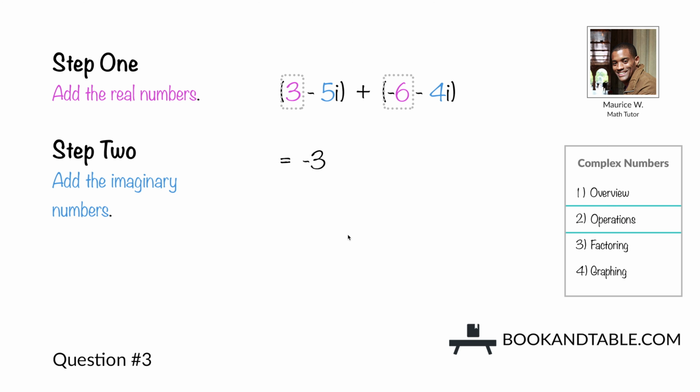In question number 3, we were asked to find the sum of 3 minus 5i plus negative 6 minus 4i. Step 1, add the real numbers. 3 minus 6 is equal to negative 3. Step 2, add the imaginary numbers. Negative 5i plus negative 4i is equal to negative 9i. So the sum of 3 minus 5i plus negative 6 minus 4i is equal to negative 3 minus 9i.